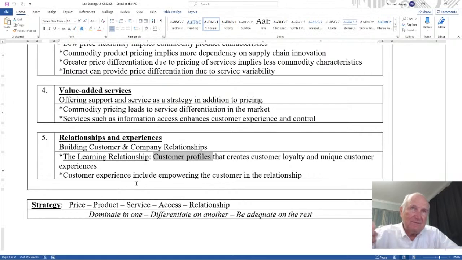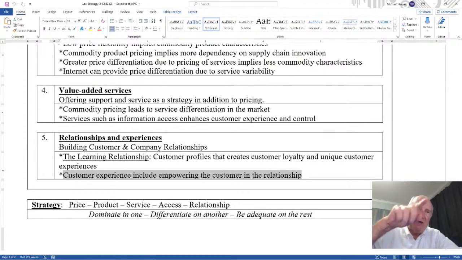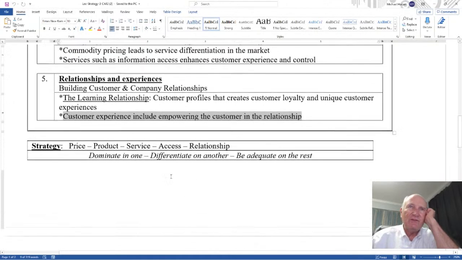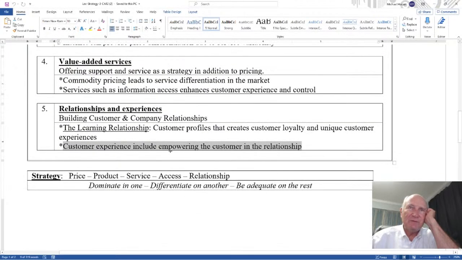And it varies. Customer experience includes empowering the customer in the relationship. In other words, the customer can say, I want this or I want that. Okay. So the strategy. First of all, this strategy has been proposed.